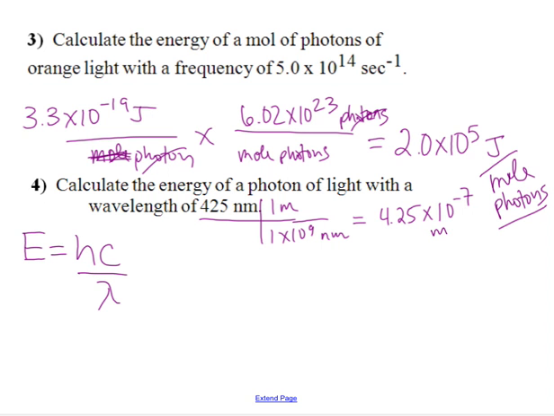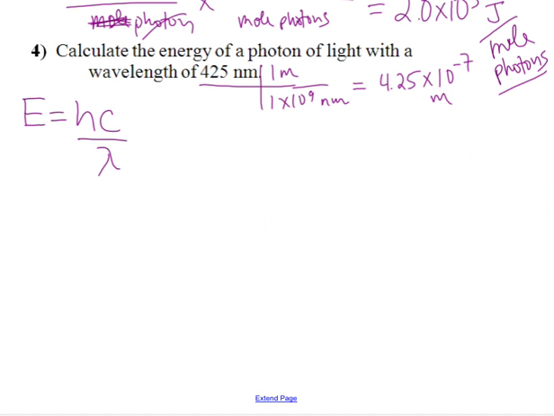Math is hard. Is that right? Or is it 11? Okay, so that's how many meters our wavelength is. So now all we have to do is plug and chug.